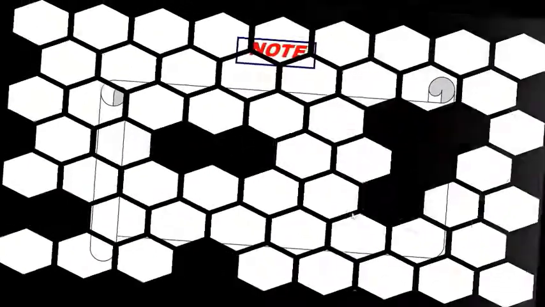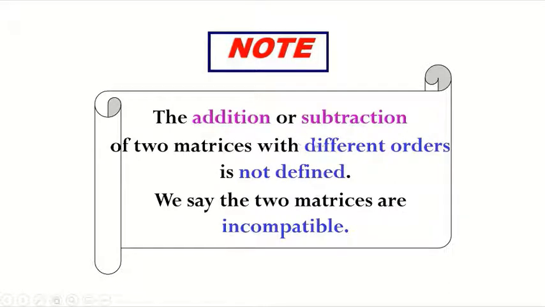With some notification here, you have to take note about this. The additions or subtractions of two matrices with different orders cannot be performed, so it is not defined. And we say that the two matrices are incompatible. So to perform the addition or subtraction, it must be between two matrices with the same order.